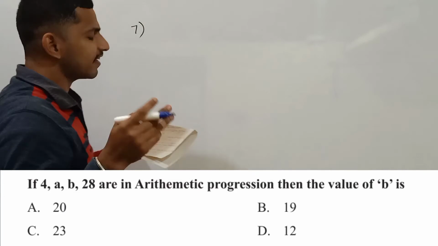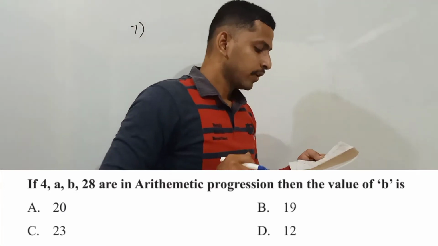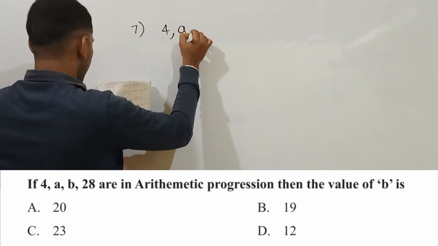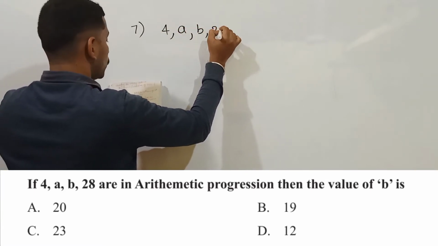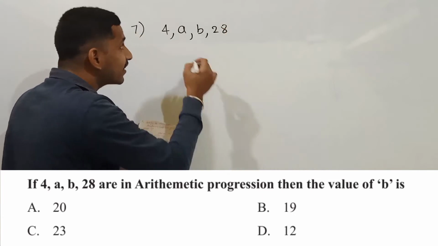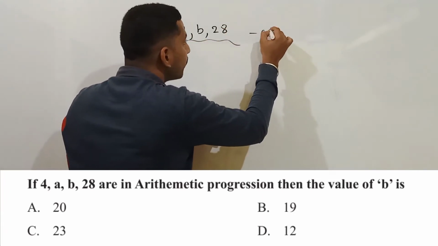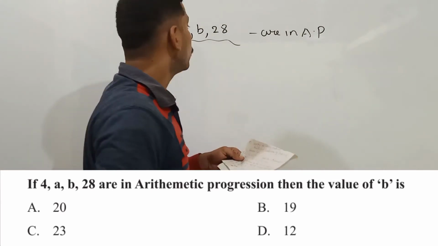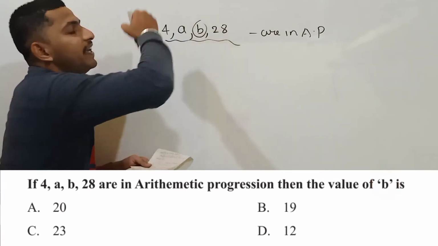This 7th question is also based on AP. We are given the terms 4, A, B, 28. It is also said that all these terms are in AP. Then we have to find the value of B here.